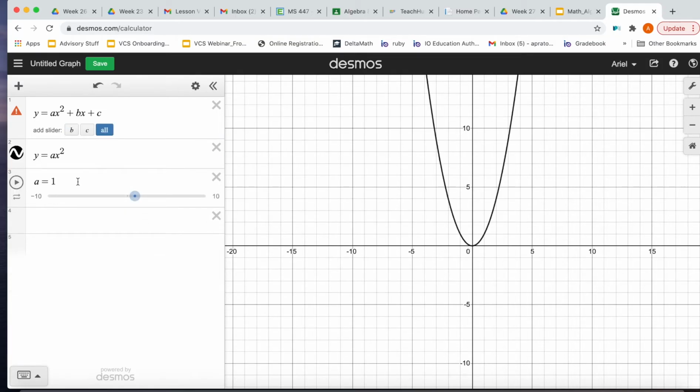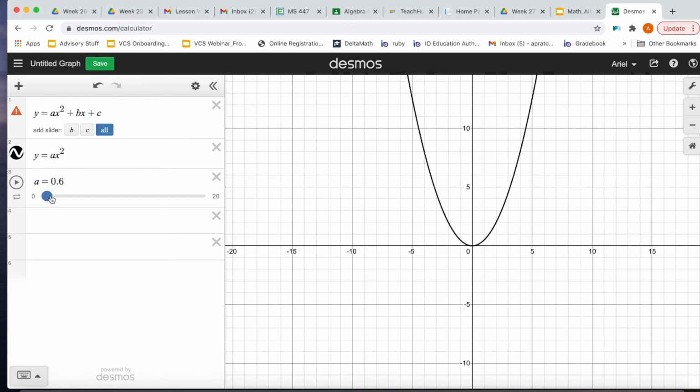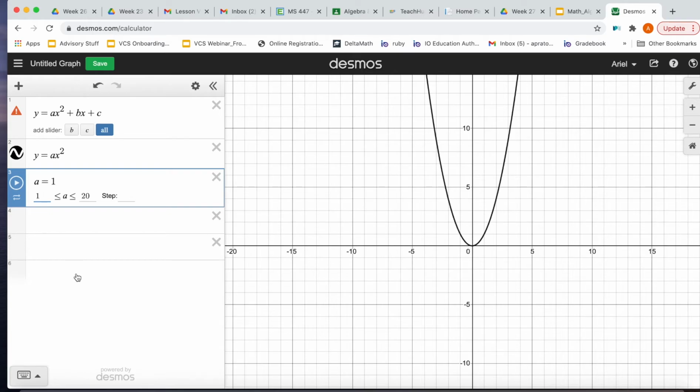It said coefficients greater than 1, so I don't even want to see the negatives, so I'm going to change this to 0 to 10. No, maybe I'll do 20. So now, I clicked here, just so you know, and pressed enter, and now I'm at 0 to 20. Actually, let me change this to 1 because it said positive.